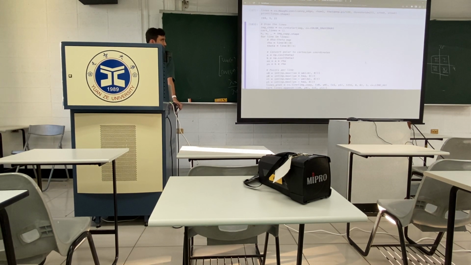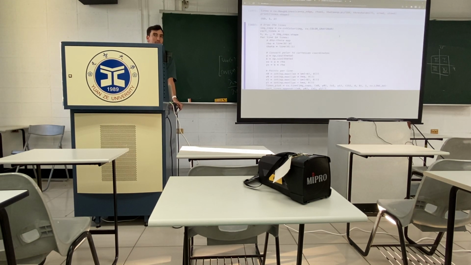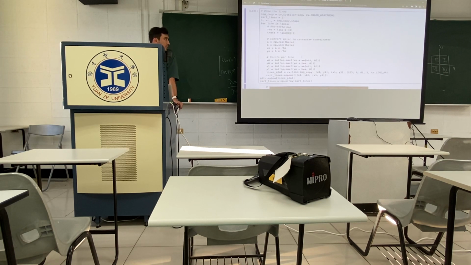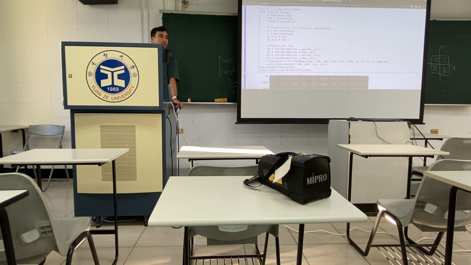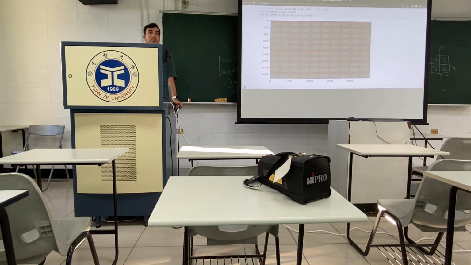However, the lines are in polar coordinates. That means they will give you a radius and an angle, not x, y. So you need to convert those values into Cartesian coordinates. The first part of each line is the radius, and the second one is the angle. So we need to convert from polar to Cartesian coordinates, and then we can just plot those lines. Simple.